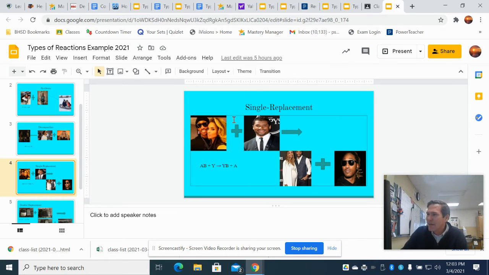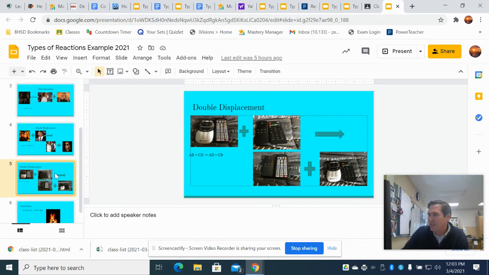But anyway, he comes in here and replaces the future here, and then the future's off here by himself, and then there are a couple, so that's single replacement. Here's a nice slide showing you using objects. So some remote controls, you got 2 pairs, they split up, and then they recombine for double replacement.